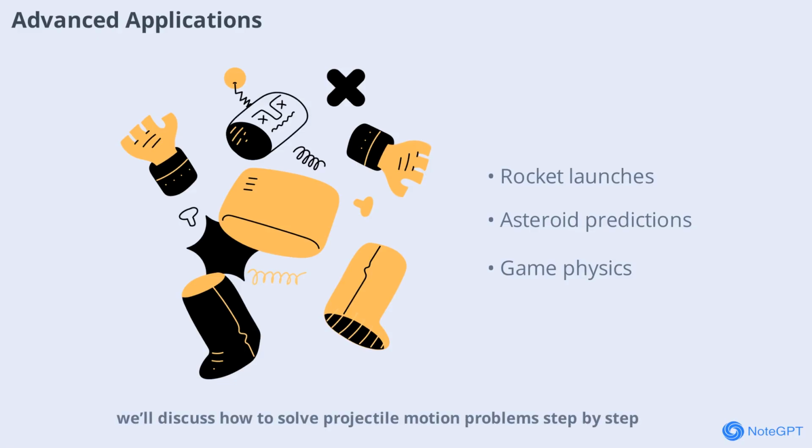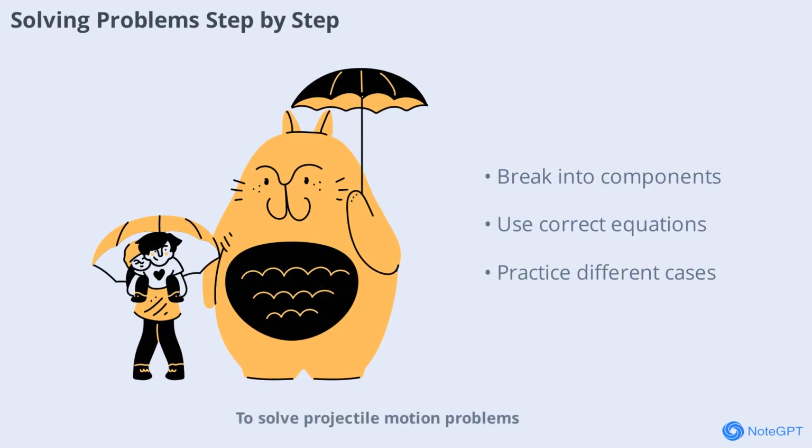Next, we'll discuss how to solve projectile motion problems step by step. Start by breaking the motion into horizontal and vertical components. Identify known values such as initial velocity and angle and use the appropriate equations. Work through the calculations systematically to find range, height, or time of flight. Practice makes perfect, so try solving different scenarios.